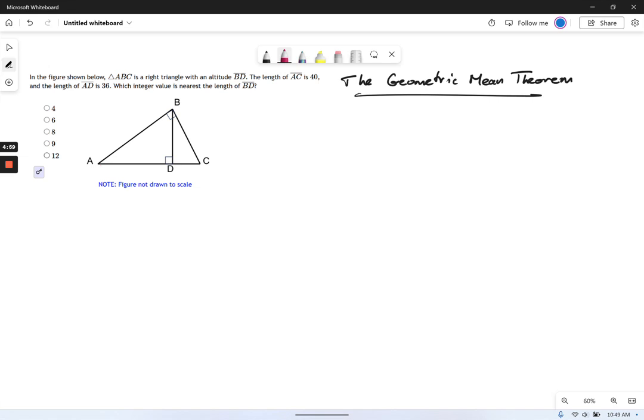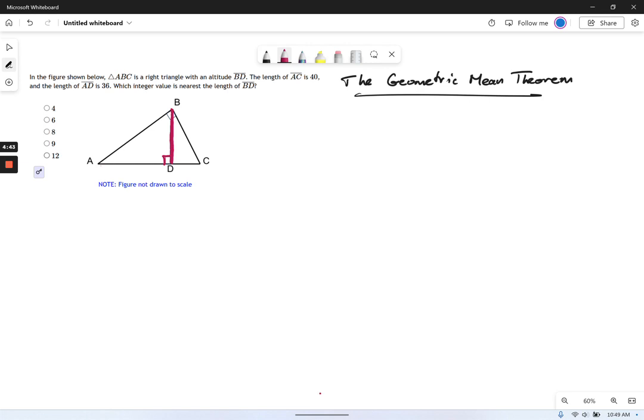Something special happens when you have a right triangle and you drop an altitude. Now, if you've forgotten, an altitude is when you make a vertical line like this, starting from one vertex and going to the opposite side. It creates a right angle right here. It actually doesn't even need to be vertical.